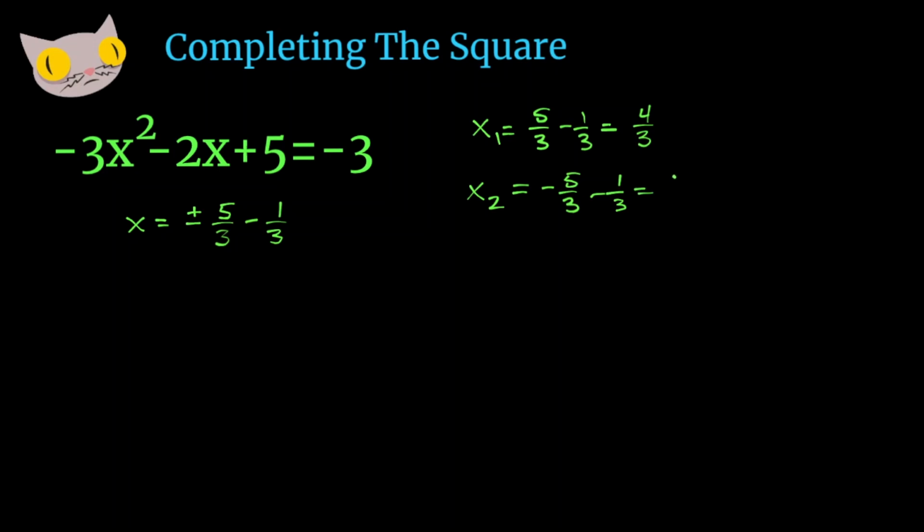That's going to give us negative 6 over 3, or negative 2. So there we go. We have our two answers, 4/3 and negative 2. And if you want to check that, feel free to go back and plug these values in and see if the result is negative 3. If it is, then you know we've done it right.